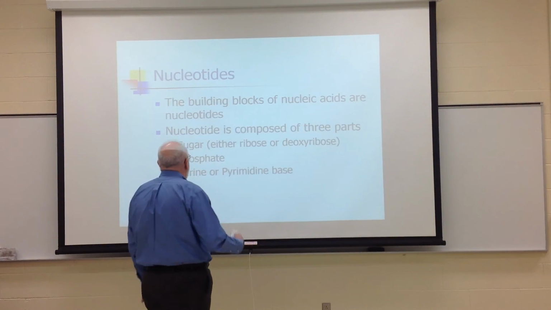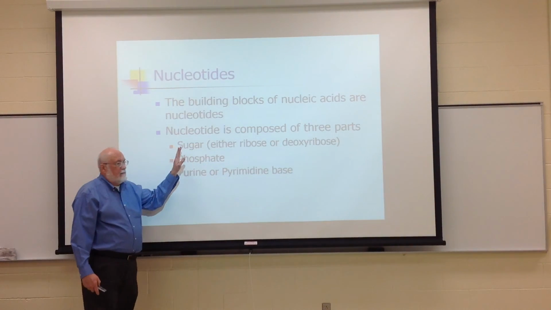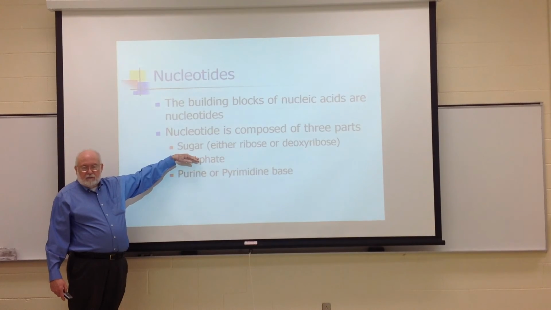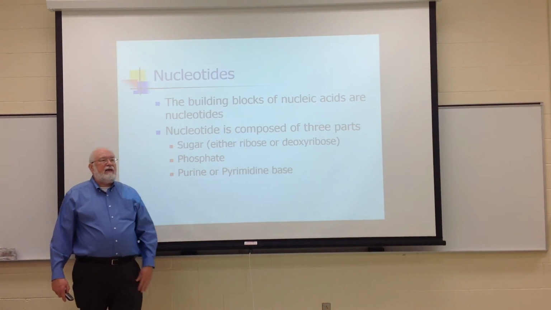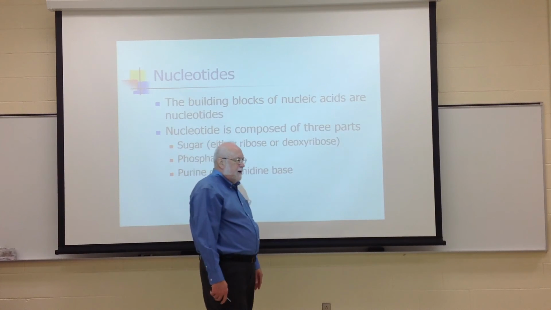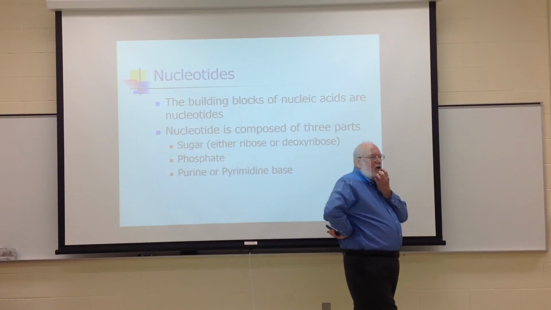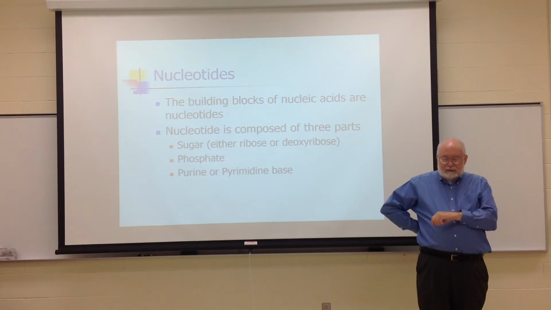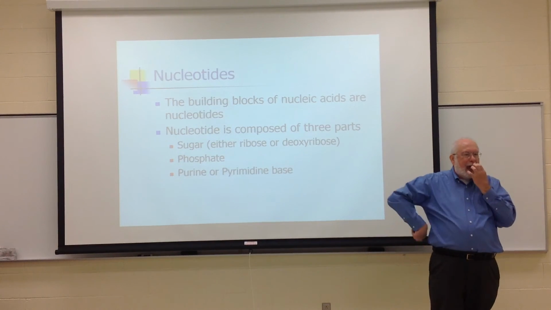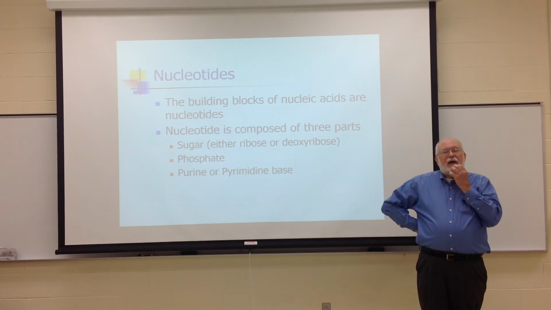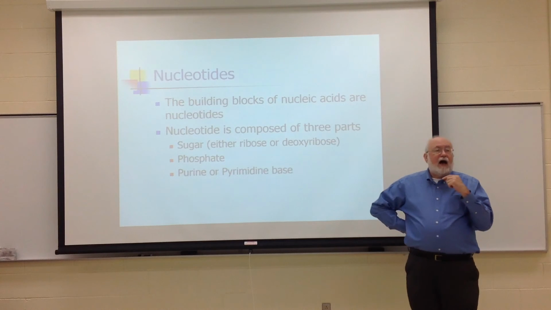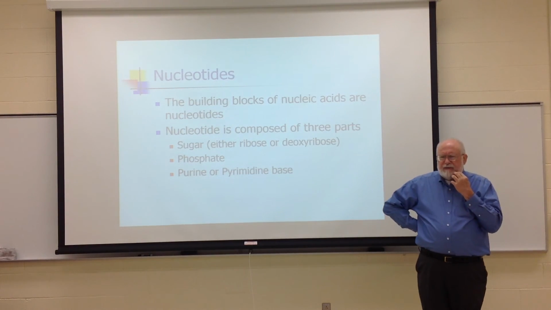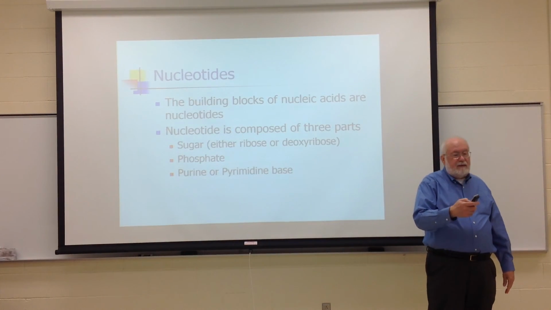What are they made of? Well, they have really 3 components, 3 parts. There's a sugar. All right? Now, the sugar is either ribose or deoxyribose. Remember those? How many carbons were in ribose and deoxyribose? 5. Therefore, they were known as pentoses, right? Okay. Now, if it's RNA, it's going to have ribose. If it's DNA, it has deoxyribose. They have a phosphate. All right? What elements are in a phosphate? Phosphorus and oxygen, right? And then there's a purine or pyrimidine base.